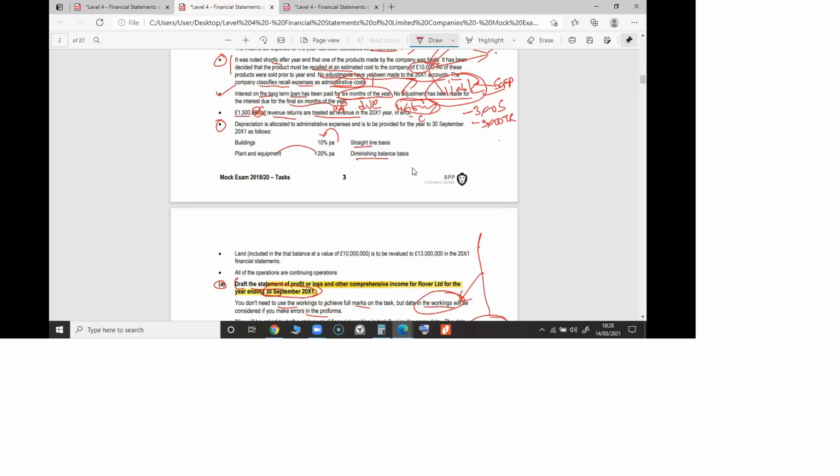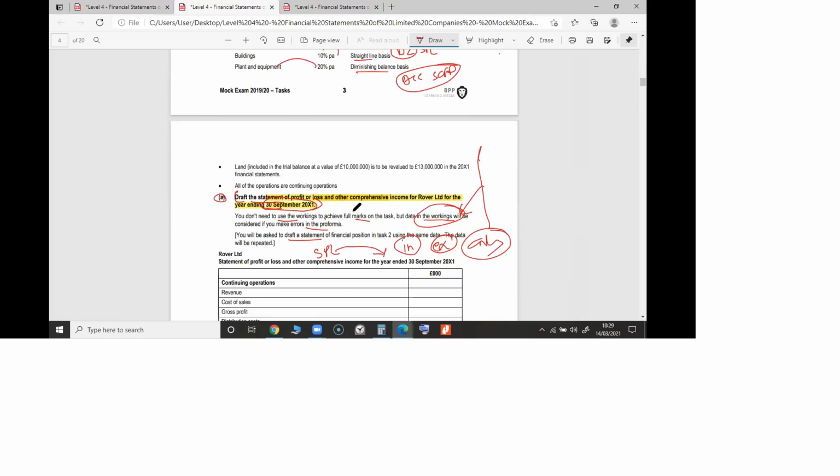So the depreciation charge for the year, we're going to do a big working for this. That goes into the SPL, and accumulated depreciation goes into the SOFP. Just keep it in your head. Then you're going to do it later on.